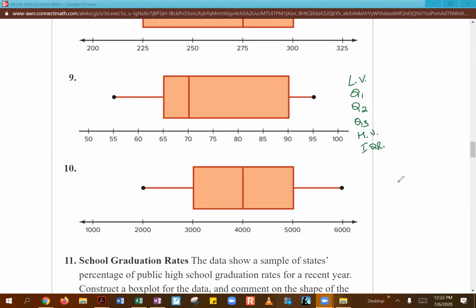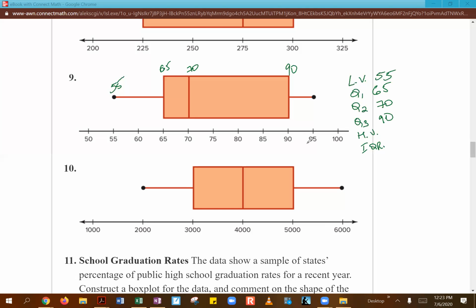Okay, Lily, you've got 55 for the lowest one. Okay. Jesus, you're also giving us minimum at 55. Quartile 1, you guys gave us 65. Okay, quartile 2, you had 70 and 70 for both of you. Okay. Quartile 3, both of you have 90. Okay, very nice.